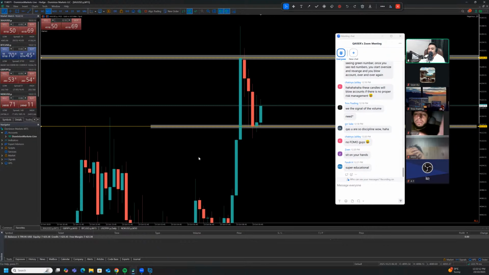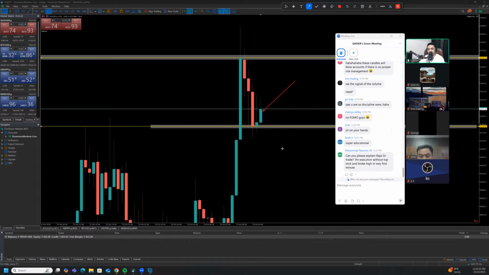Okay, Kessel, now the buy is also invalid. Let's see. This closure of the candle will give us some sign. Only this candle will give us a sign. What's gonna happen? This will give us a sign.